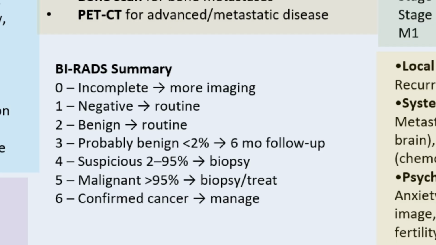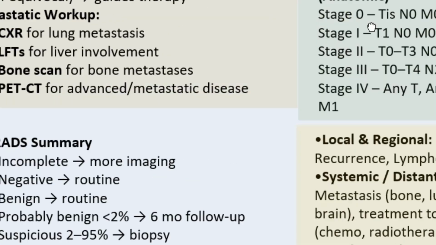a biopsy after that. If it's malignant and we are sure it's malignant, we are going to do a biopsy and also treat. Then 6 is if we already have confirmed cancer, and we shall report that according to the BI-RADS as a 6.